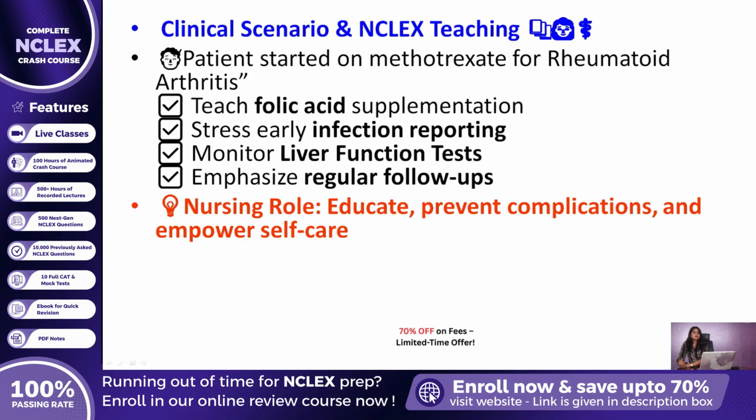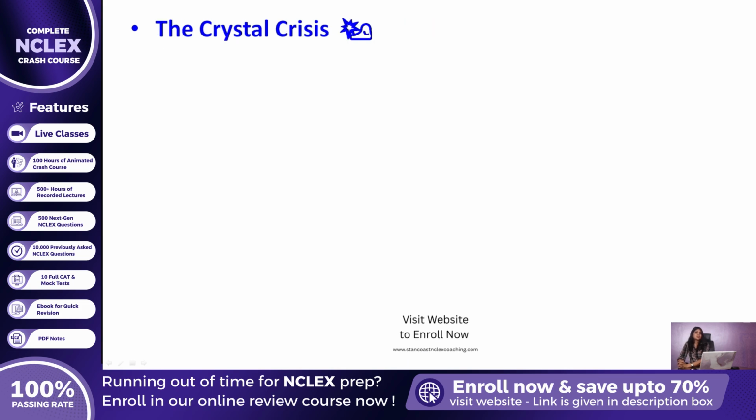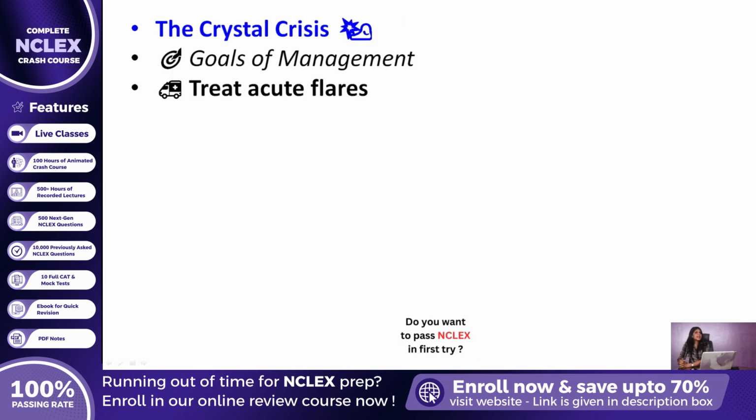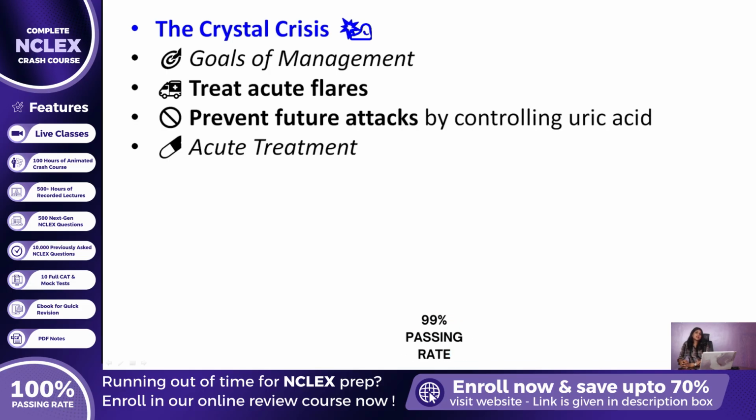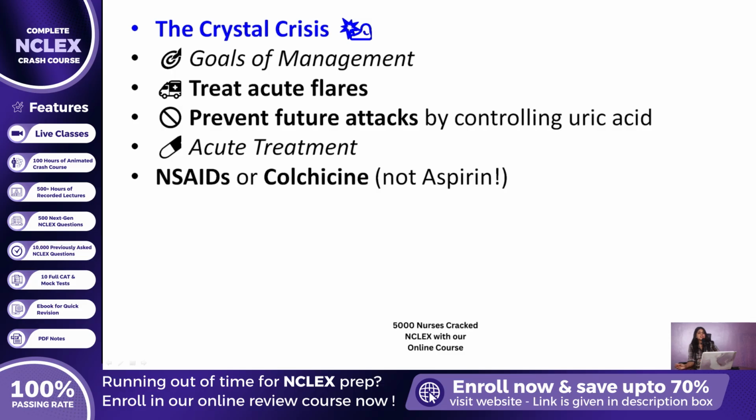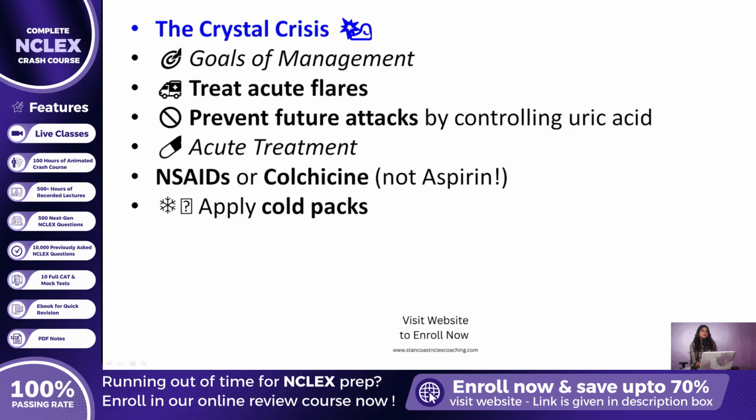Now let us break down gout, the crystal crisis that hits hard and fast. Managing gout comes down to two key goals: treating the current flare and preventing the next one by controlling uric acid levels. During an acute attack, you will give non-steroidal anti-inflammatory drugs or colchicine to reduce inflammation, but avoid aspirin since it can actually make things worse by increasing uric acid retention.